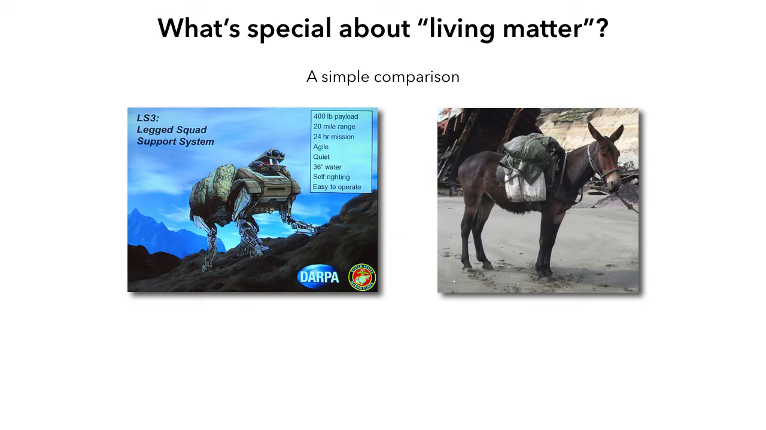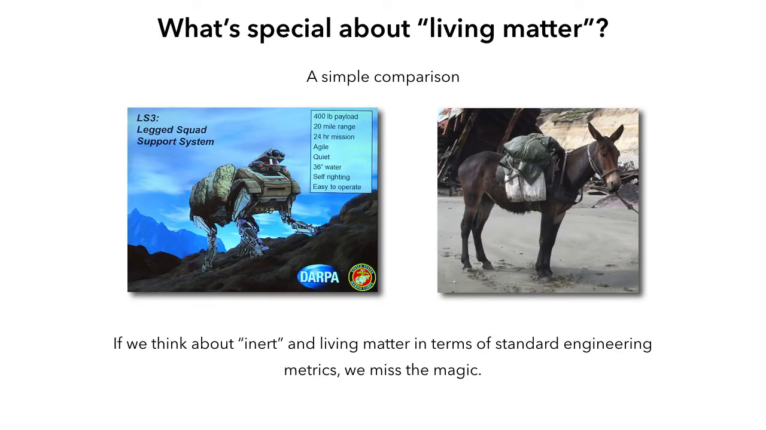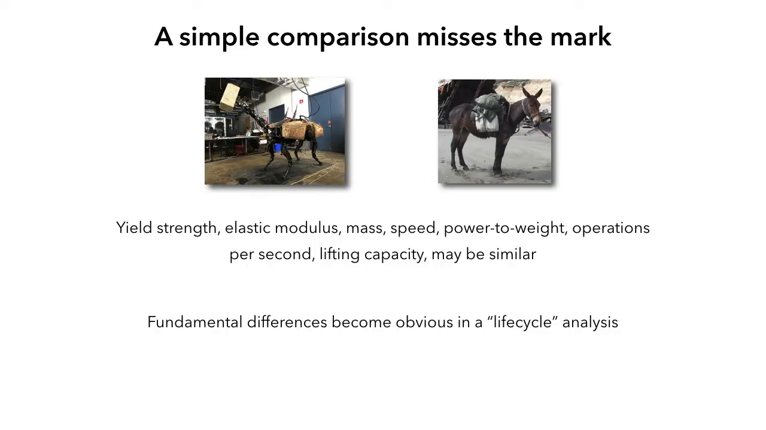That was remarkable. We saw a robot that was able to get up when pushed over. The robot was able to pick things up, to move around, and so forth. And on the face of it, those characteristics are quite similar to what a donkey is able to do. If we think about these two objects in terms of lifting capability or the number of legs or things like that, the differences are not particularly clear.